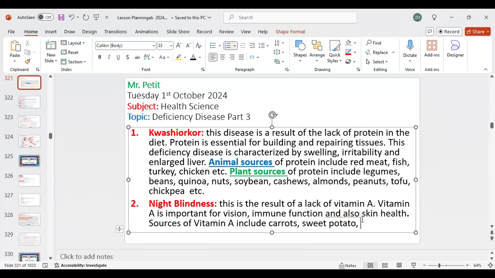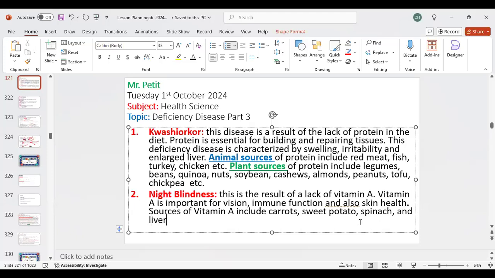So vitamin A would include carrots, sweet potato. What else? Spinach. Okay, and salmon? I'm not sure about salmon. So sweet potato, carrots, spinach, and liver, those are sources of vitamin A, right?